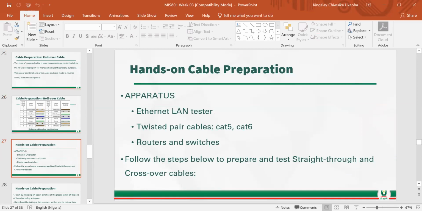Hands-on cable preparation, where we are told that we can actually prepare a cable by ourselves. You need some apparatus, or equipment, or tools: the Ethernet LAN tester, twisted pair cable C85 and C86, the routers and the switches. Then you follow the steps below to prepare and test straight through and crossover cable.